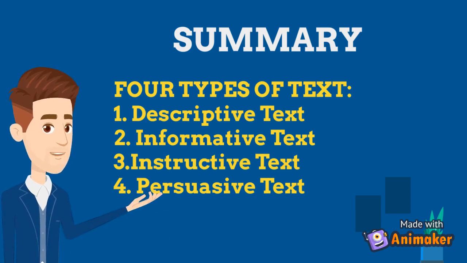Written cues, graphics, illustrations, and organizational structure are all aids you'll find in informative text. The third type of text is the instructive text. An instructive text is a text that instructs or tells you how to do something. The fourth type of text is the persuasive text.